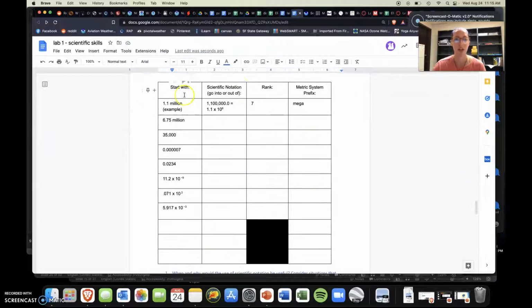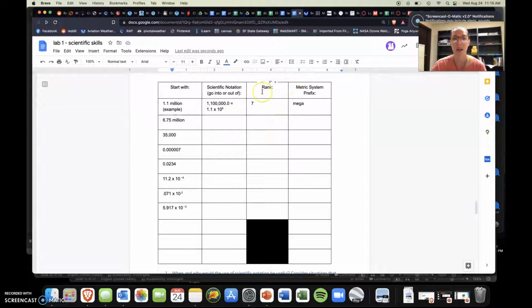You're going to convert each number here in the left column. You're going to start here, and you're going to either take it into or out of scientific notation. So notice here, like 6.75 million. So you would expand that out. You don't have to fully write it out like this example here. I simply do that because it's a little bit easier for me to visualize. I'm a super visual learner, so I like to have it that way.